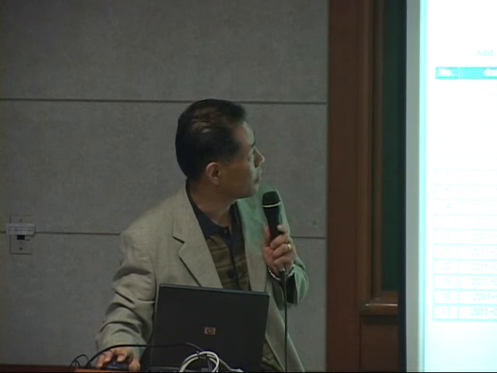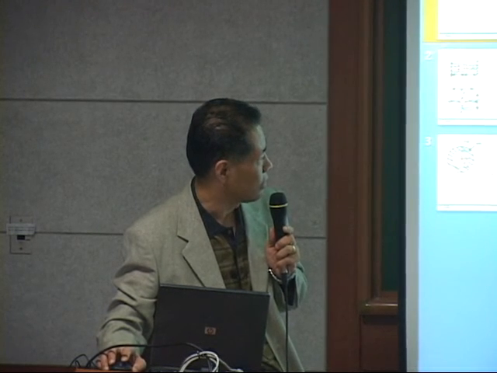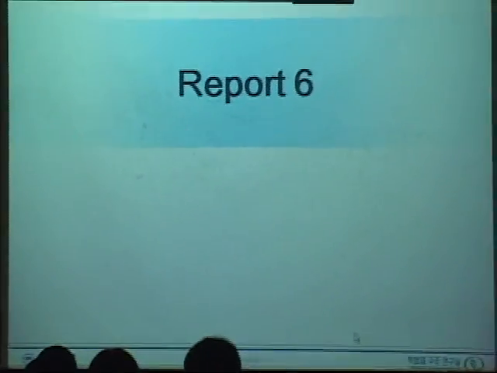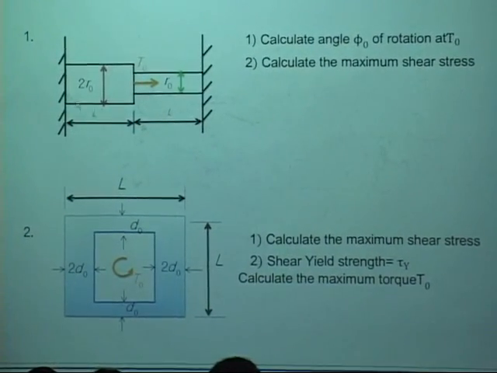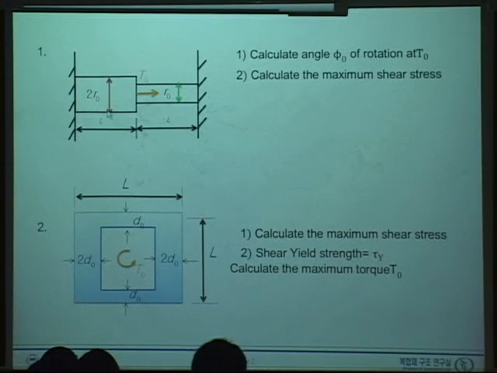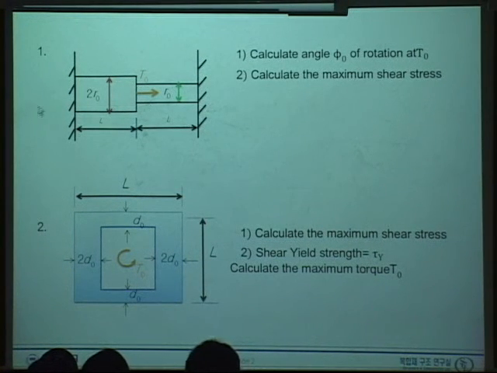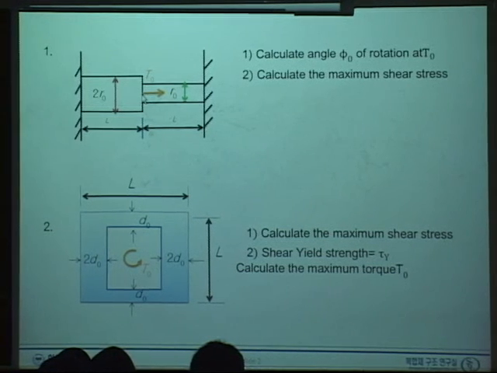First, let me review last week's report, which was uploaded a little bit late. The first problem is we have two shafts connected in series, the left and right hand sides are fixed, and the torque is applied at the junction.